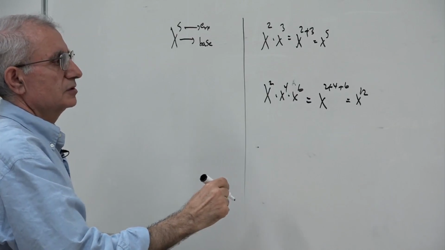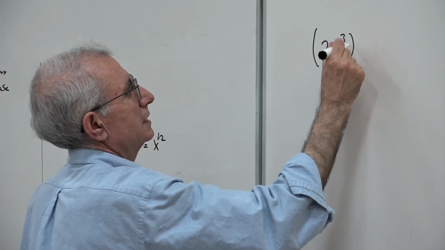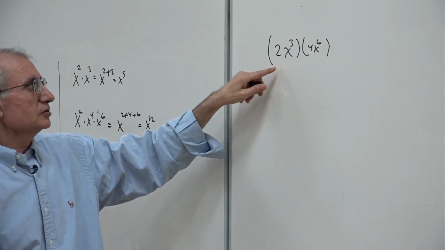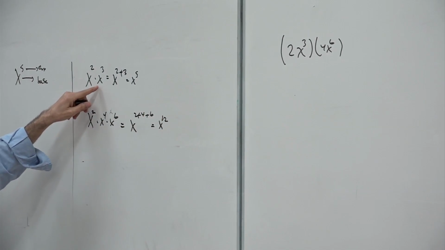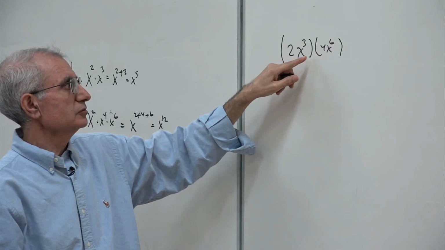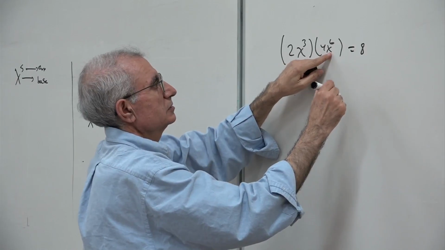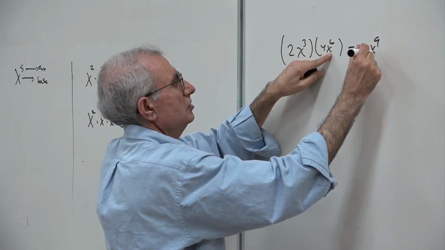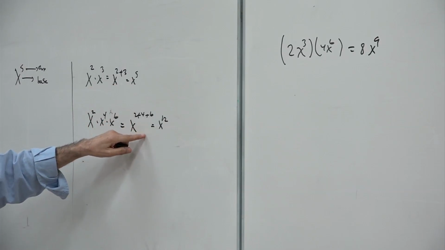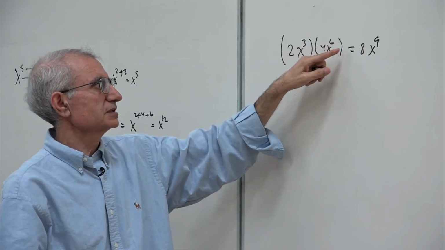Let me do a slightly more sophisticated problem. Let's say you have 2x cubed times 4x to the 6. Again, remember the rule stays the same: when we're multiplying and the bases are the same, we add exponents. So I multiply 2 times 4 and get 8. And when I multiply x cubed times x to the 6, I end up with x to the 9. You don't need to show these steps of adding; I just did this for clarity. When you're doing a problem with more steps, you just add them in your head. 3 plus 6 is 9.